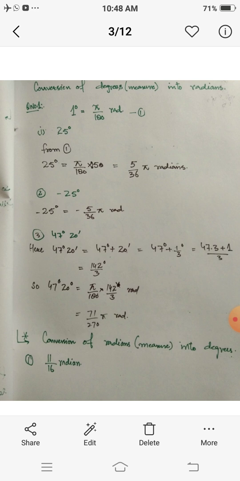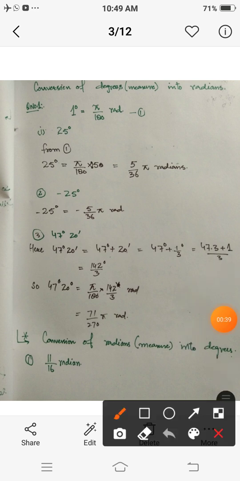Today we are going to convert degrees into radians and radians into degrees. The first one is the conversion of degree measure into radians. The first question is: what is the value of 25 degrees in terms of radians? We have to convert 25 degrees into radians.